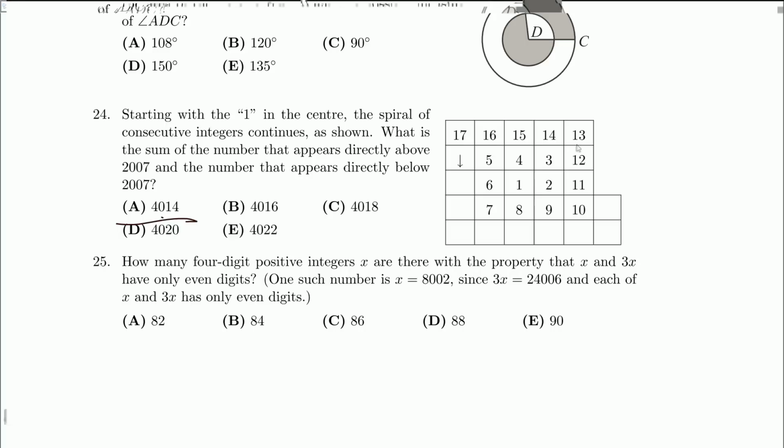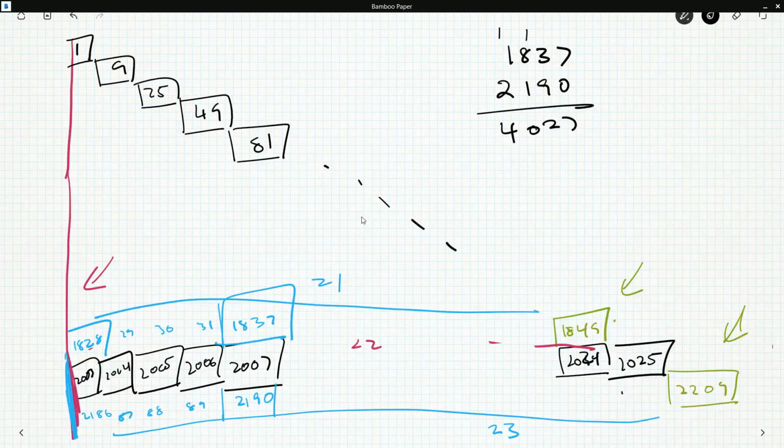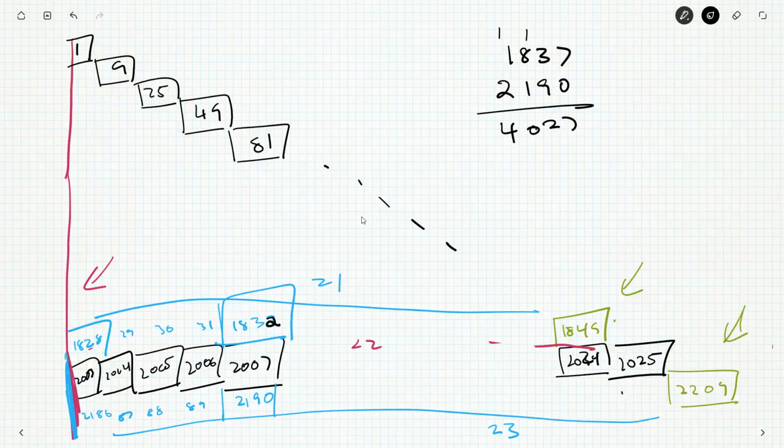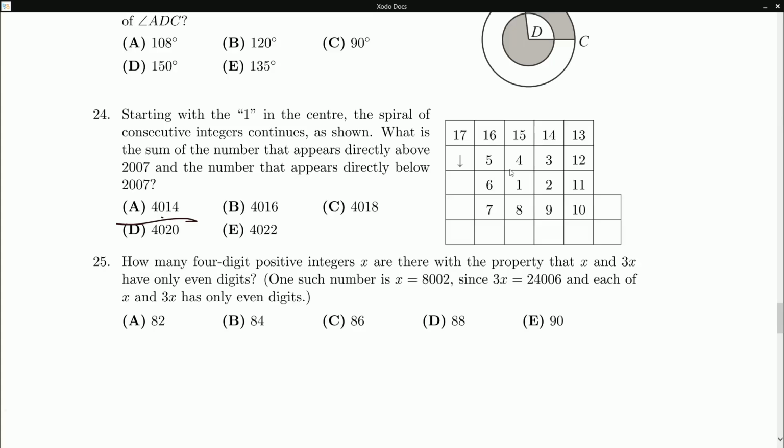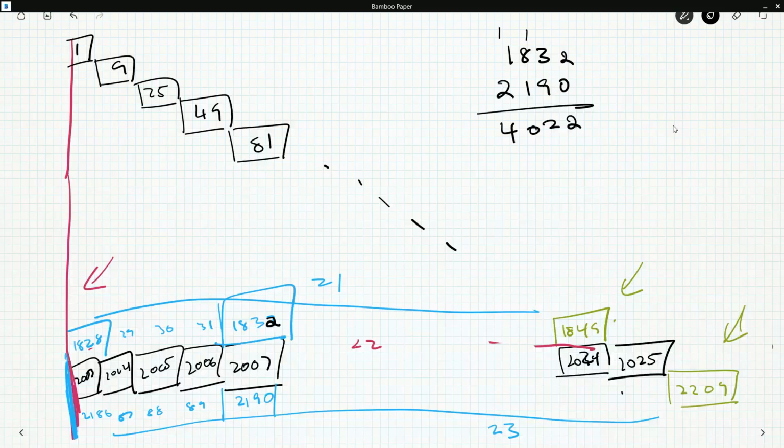Is that one of the possible answers? It's not. Oh, silly me. This is a 2, not a 7. So we'll put a 2 there, and that'll put a 2 there. Won't change anything else. 4022, that is a more acceptable answer. That's going to be E.